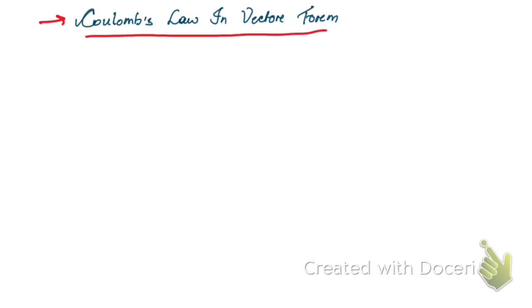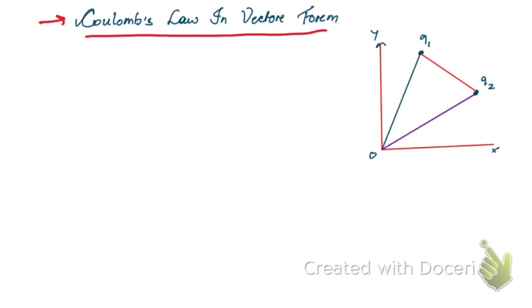Let us consider two charges q1 and q2. Their position vectors are, suppose, r1 for q1 and r2 for q2. Let me take the displacement vector from q1 to q2 as r12. And if you take this displacement in the opposite direction, let it be r21.